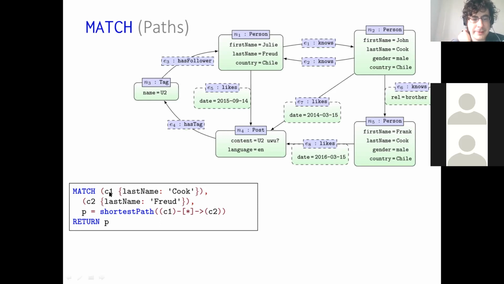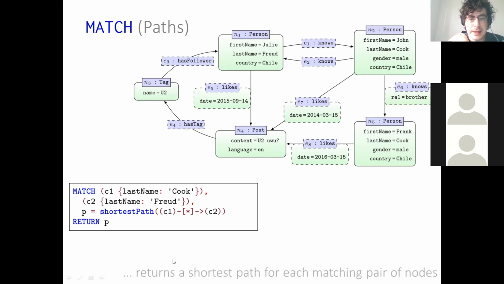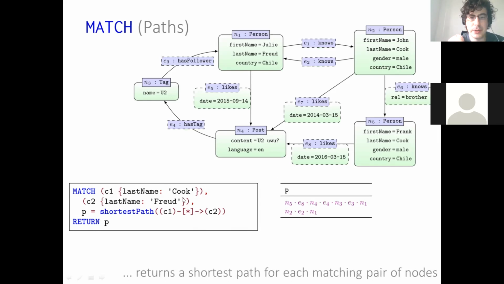What happens if we have not just a single source shortest path? What happens if we have multiple matches for this node here and possibly multiple matches for this node here? It will return a shortest path for each matching pair of nodes. For every possible pair of C1 and C2, it will return a shortest path. We see here that we have two options for Cook and one option for Freud. For each of the Cooks, we'll return a shortest path. From John and Frank, we'll return a shortest path to Julie, any shortest path to Julie.